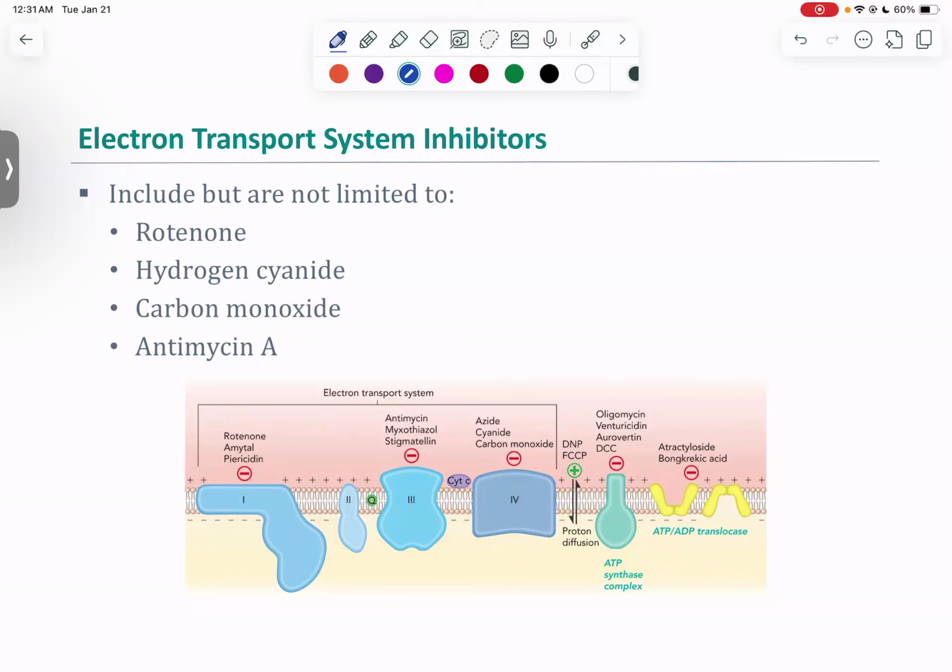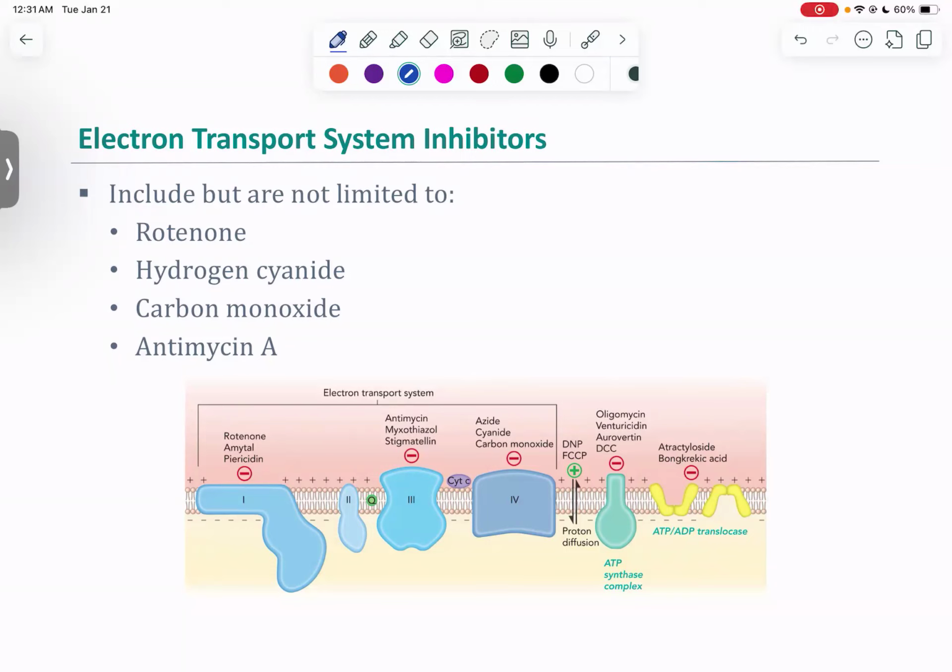So rotenone is an example of one. It's isolated from plant roots and it's used in Amazon tribes. And they use it and they make poison arrows. Hydrogen cyanide. The hydrogen cyanide gas is what was used in concentration camp prison gas chambers. And the sodium cyanide's dropped into sulfuric acid. And then the cyanide binds to the heme group in a cytochrome in complex 4, and then it blocks the electron transport chain so that you can't reduce oxygen to make water, and no electron transport chain, you are going to die a very quick death.